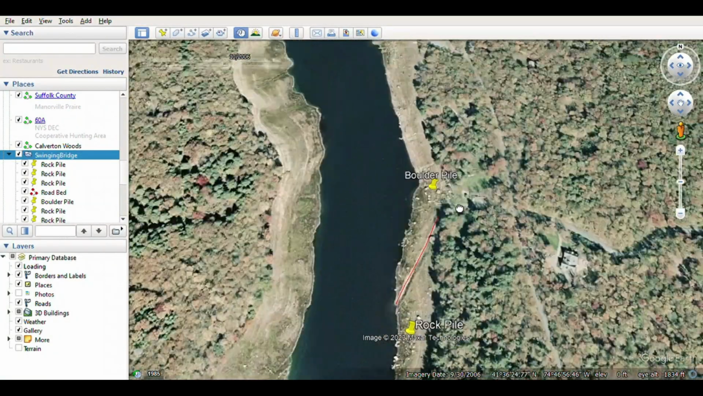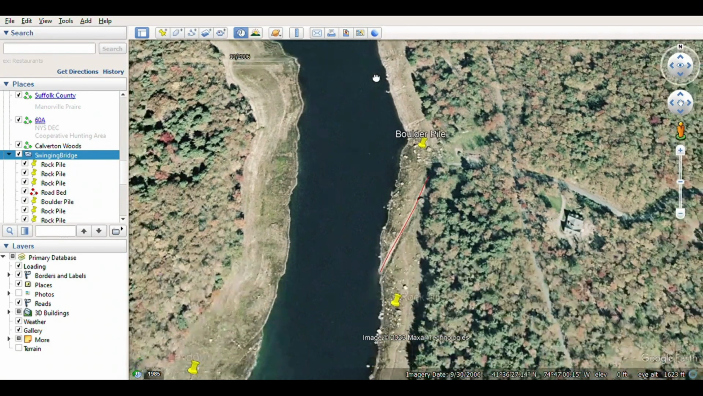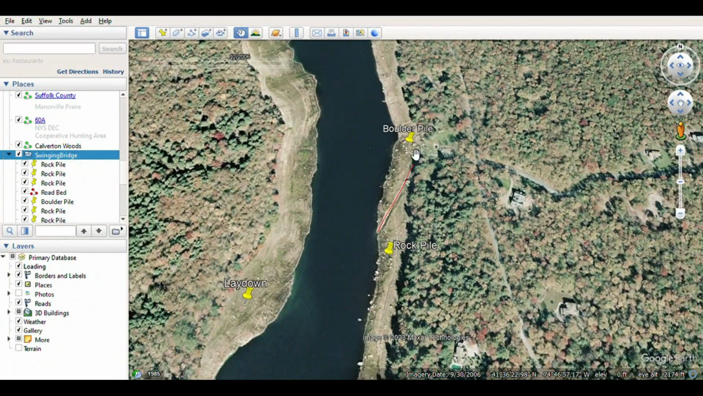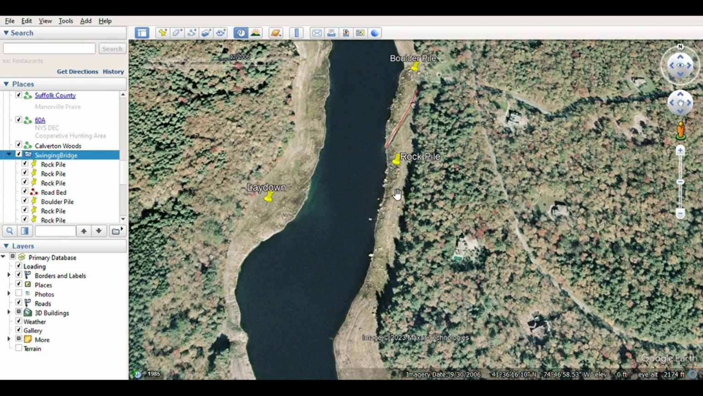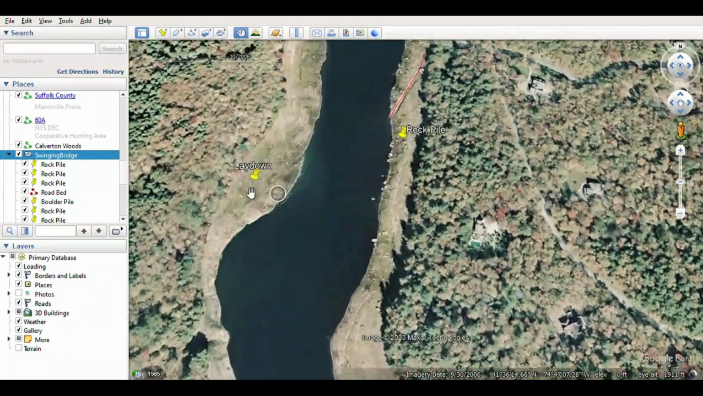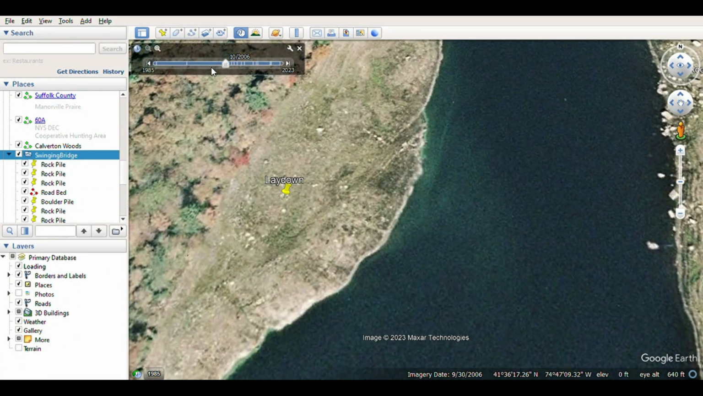That's the other launch. So the launch is here. I started my way down this way, and I would fish this boulder pile for like 10-15 minutes and move on to the next spot. I fished the roadbed, this rock pile, this laydown. I mean, right here you don't see a laydown. That's because the laydown didn't exist in 2006.